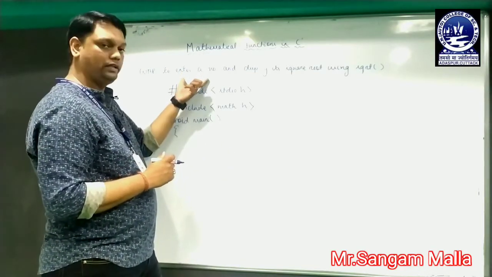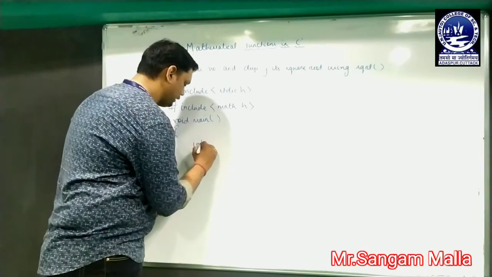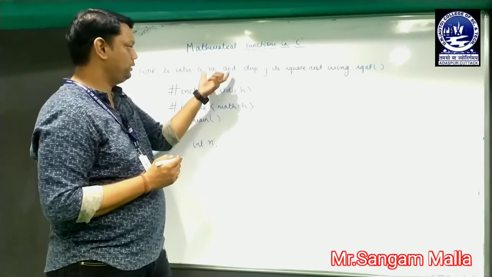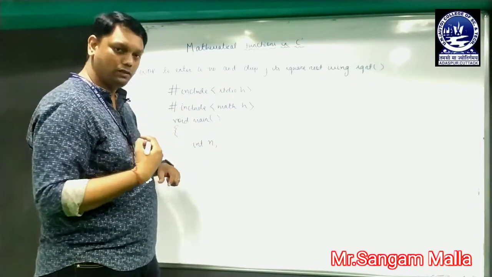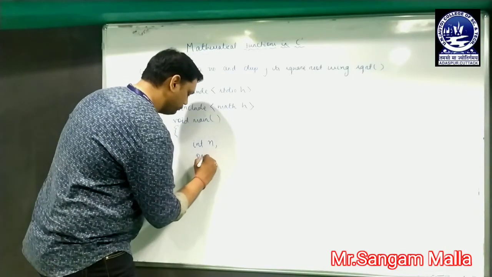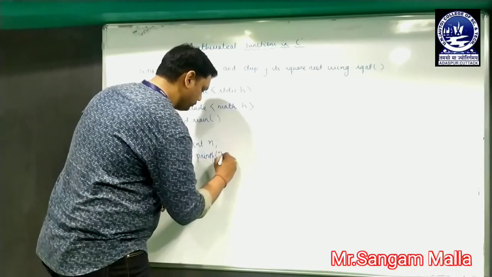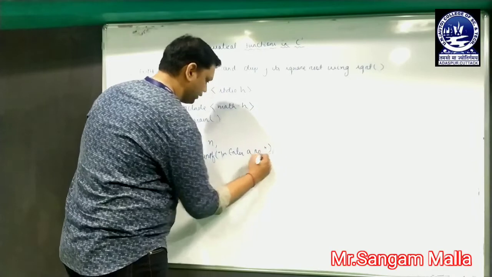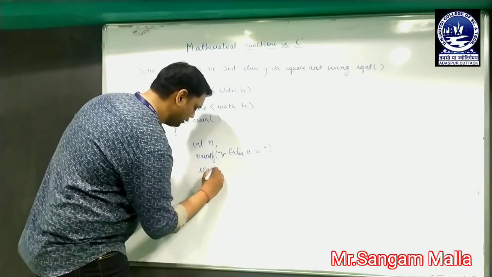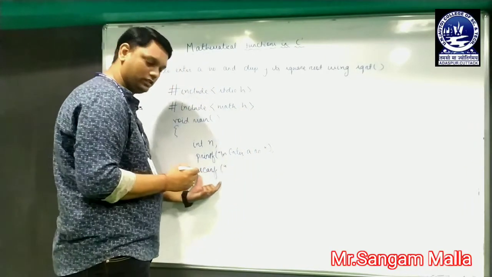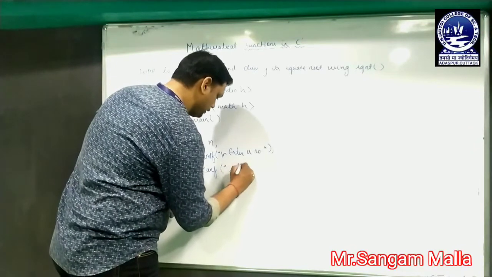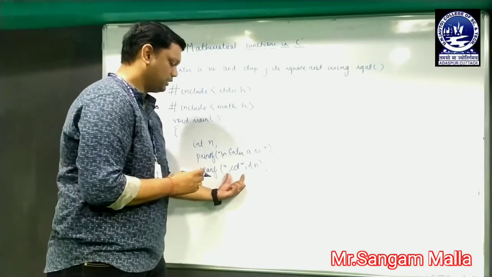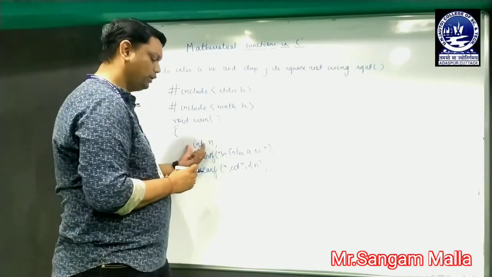Now we have to enter a number. So let's say I have written int n. That means I take a variable which will be used to accept the number from the user. Let's say I write a message, printf("enter a number"). Now in order to enter a number, we have to use the scanf function. So scanf("%d", &n). Here we have used %d because %d is the format specifier of integer.